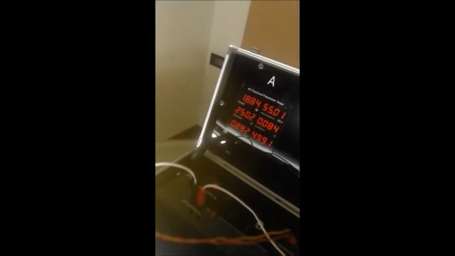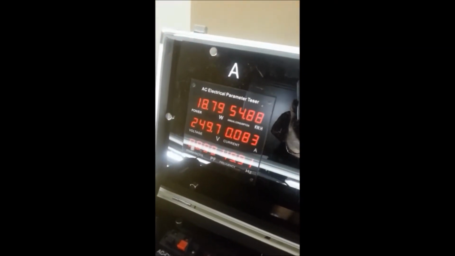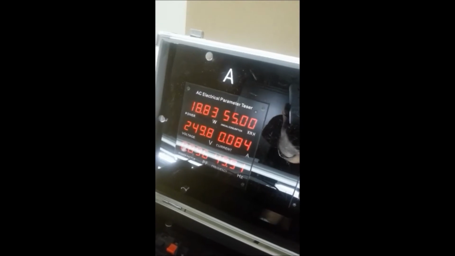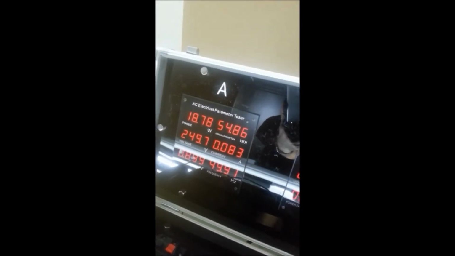Now this is the LED tube light. You can see how bright the light is, and you can see that the power consumption is only 18.8. This is quite lower, almost 1/3 of the power consumption from the normal fluorescent light.